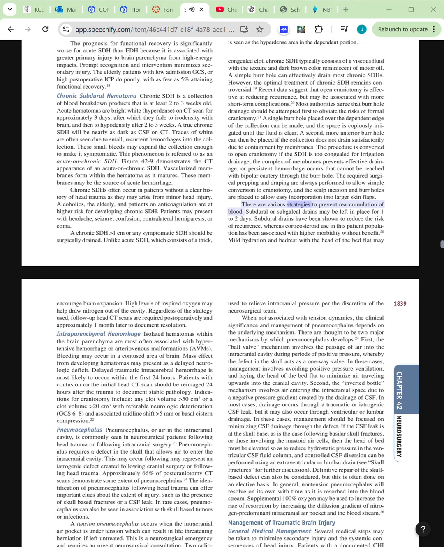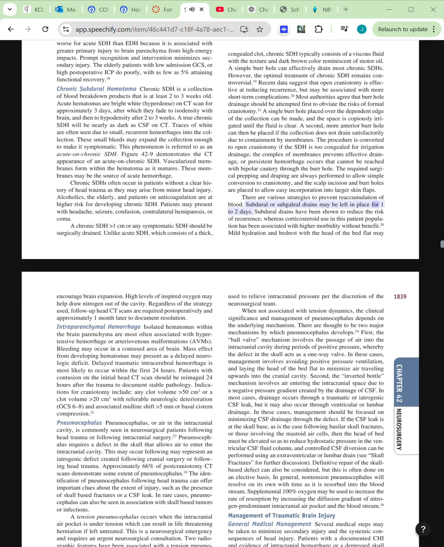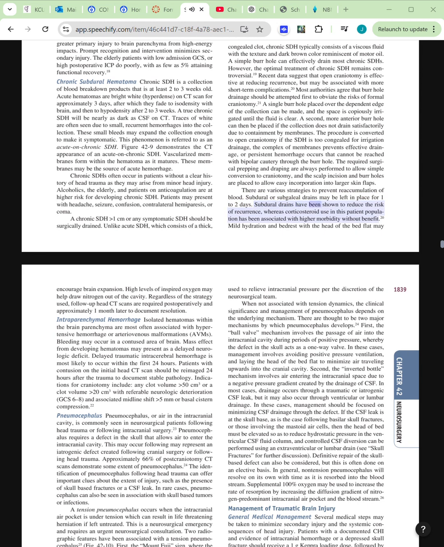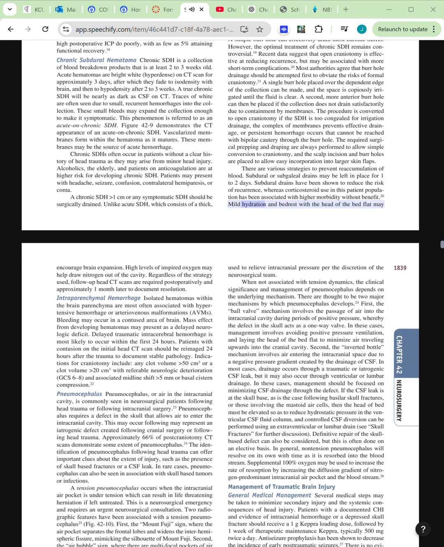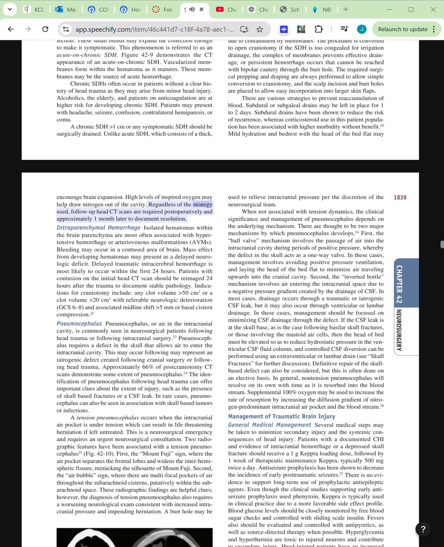There are various strategies to prevent reaccumulation of blood. Subdural or subgaleal drains may be left in place for 1 to 2 days. Subdural drains have been shown to reduce the risk of recurrence, whereas corticosteroid use in this patient population has been associated with higher morbidity without benefit. Mild hydration and bed rest with the head of the bed flat may encourage brain expansion. High levels of inspired oxygen may help draw nitrogen out of the cavity. Regardless of the strategy used, follow-up head CT scans are required postoperatively and approximately 1 month later to document resolution.